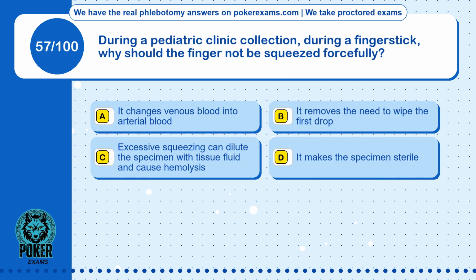Question 57. During a pediatric clinic collection, during a finger stick, why should the finger not be squeezed forcefully? Option A. It changes venous blood into arterial blood. Option B. It removes the need to wipe the first drop. Option C. Excessive squeezing can dilute the specimen with tissue fluid and cause hemolysis. Option D. It makes the specimen sterile.